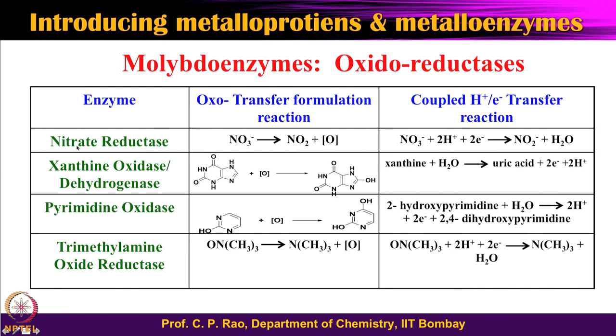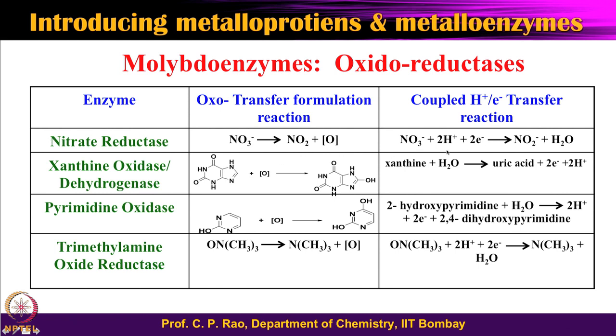So, in the reduced form, the molybdenum will be in the molybdenum 4 state. In the oxidized form, the molybdenum will be in the molybdenum 6 state. That is all the difference. The enzyme is the same. So, you can have a nitrate reductase, nitrite oxidase reverse.